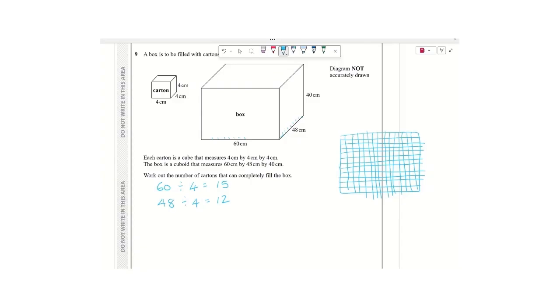Well, that depends how many 4s I can stack up into 40. So 40 divided by 4 gives me 10. So I can fit 10 layers up this way. So to find out how many cartons altogether, I'm literally going to times those 3 numbers together. Which gives me 1,800.